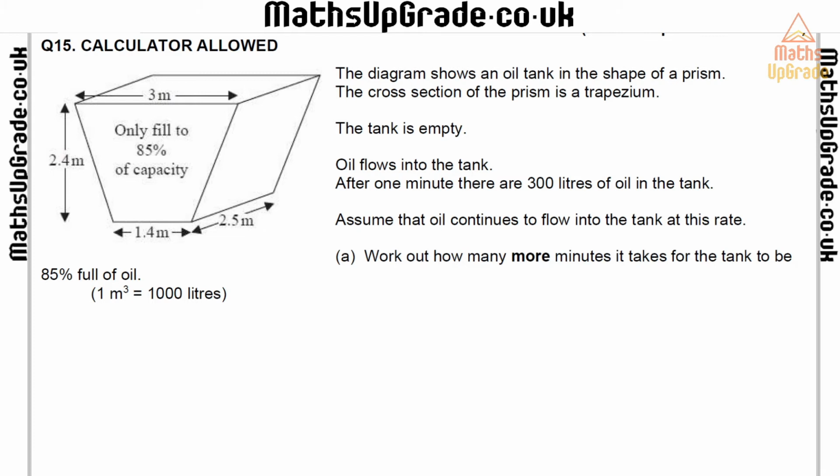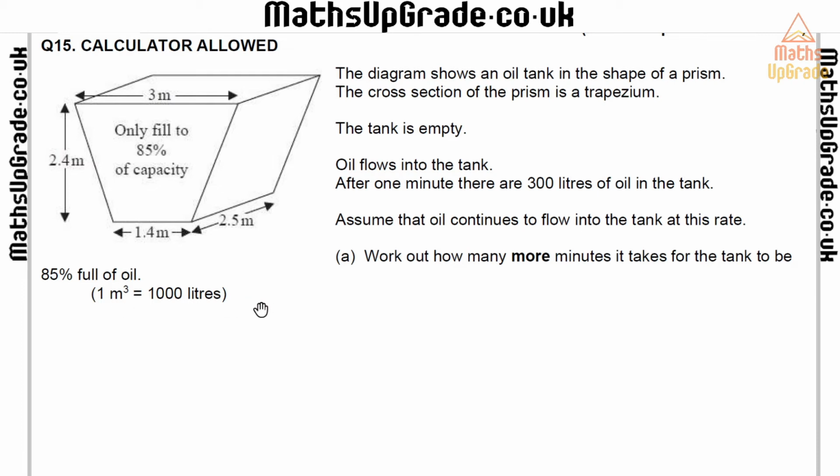Question 15. I'm given an oil tank in the shape of a prism. The cross section is a trapezium. The tank's empty. Oil flows into the tank. After 1 minute, there's 300 litres of oil in the tank. Assuming that it continues to flow in the tank at that rate, work out how many more minutes it takes for the tank to be 85% full of oil. So this question involves a lot of different topics. Okay, it involves areas of trapezium and therefore volumes of prisms. It involves obviously flow rates, so compound measures. It involves percentages, and it involves conversion between units as well.